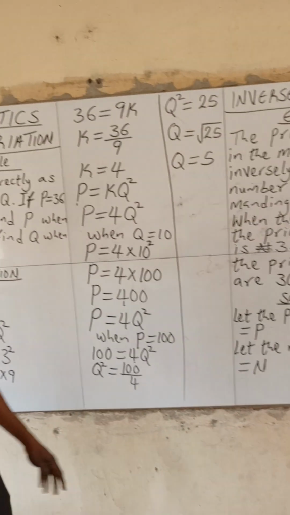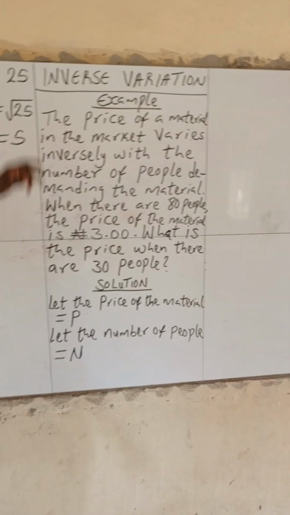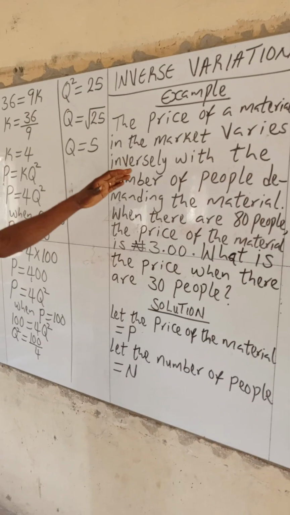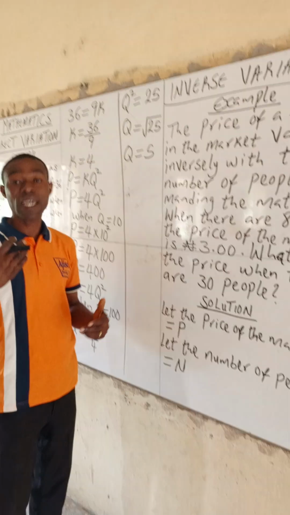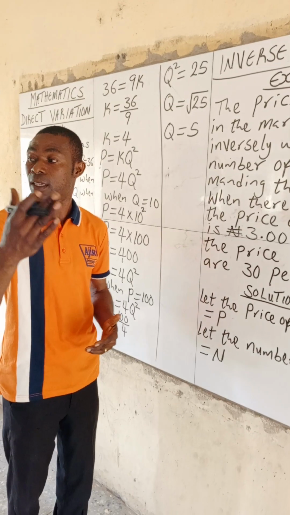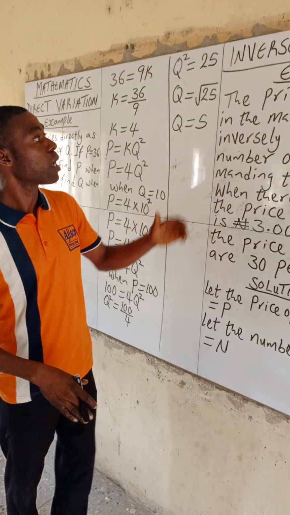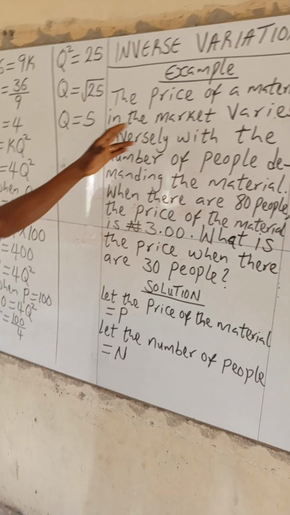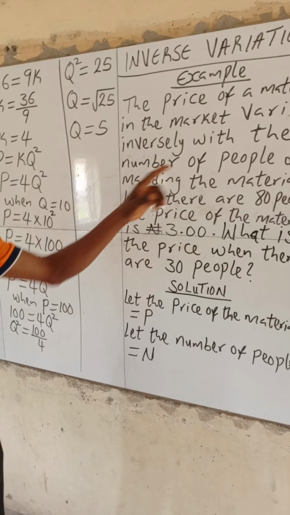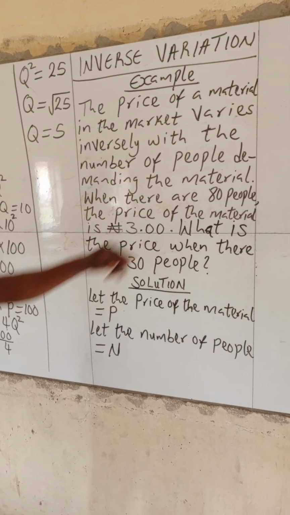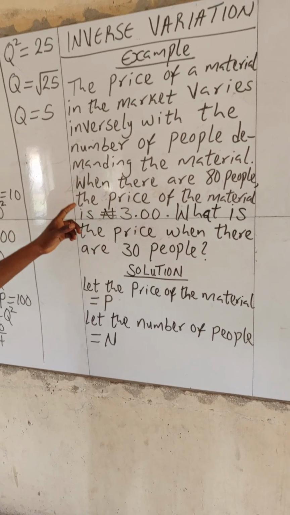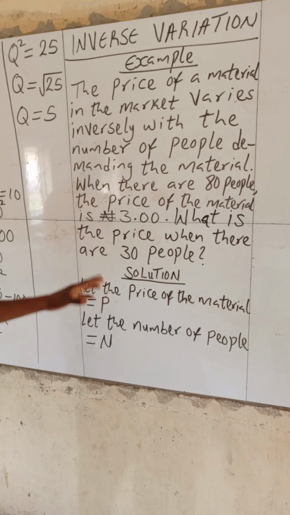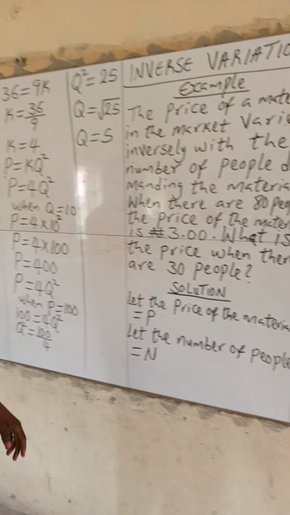Now we want to consider the example for inverse variation. In inverse variation, remember we said that when one is increasing, the other will be decreasing. An example we have here. The price of a material in the market varies inversely with the number of people demanding the material. When there are 80 people, the price of the material is 3 naira. What is the price when there are 30 people?